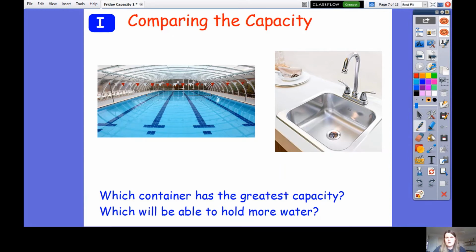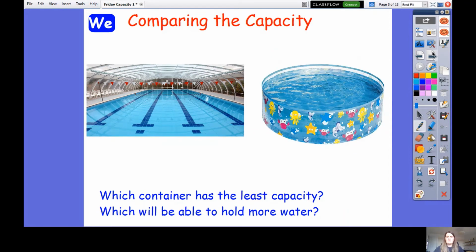Okay, a swimming pool and a sink. Which one do we think can hold more water? Got a swimming pool and a sink. Which of these has the greatest capacity? I think the sink has the greatest capacity. No, why not? Because the pool's bigger? Absolutely. Do you think it holds more water? So which is the greatest? The pool has the greatest capacity in comparison to the sink. Well spotted, everyone.